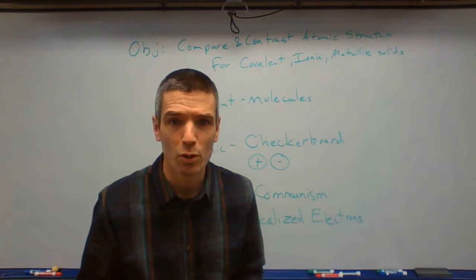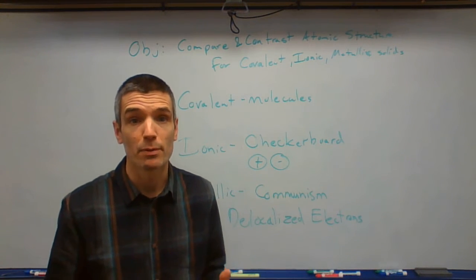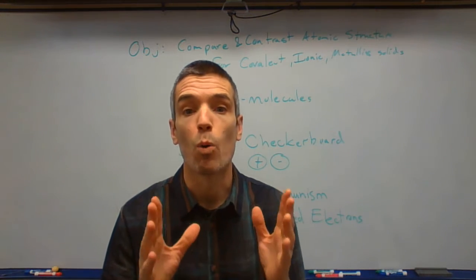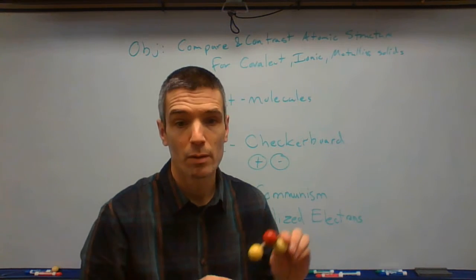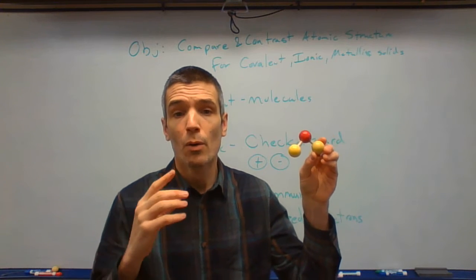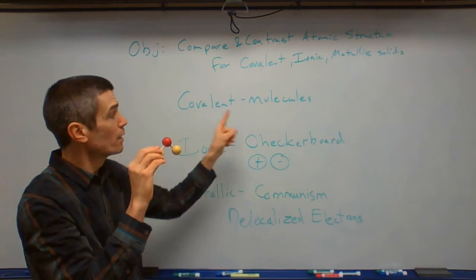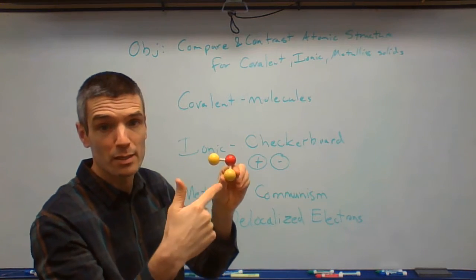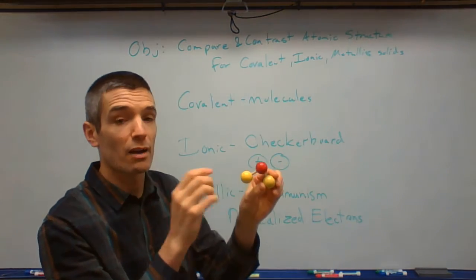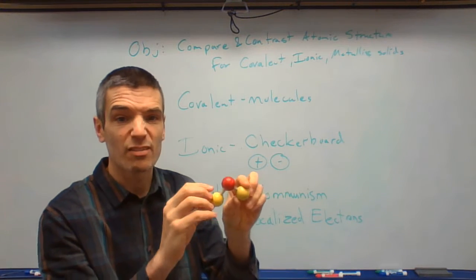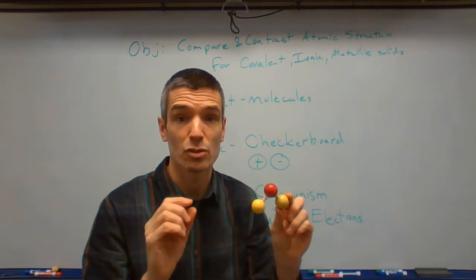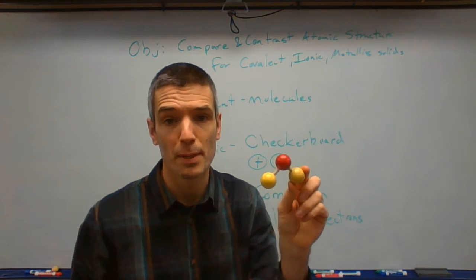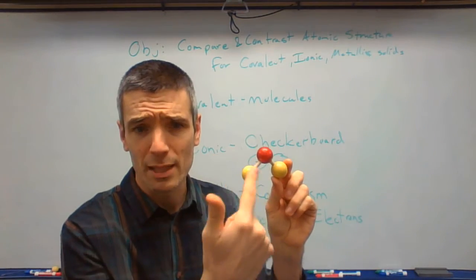Well, let's start with covalent. Classic example of covalent is water. Here's water. Now, water and any covalent molecule tends to form molecules. What a molecule is, it's got a formula and it has a set number and a set structure. And it's going to be always like this.